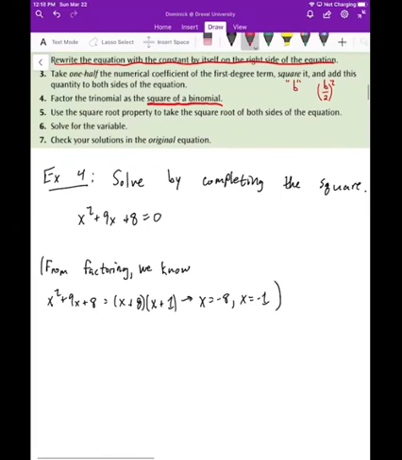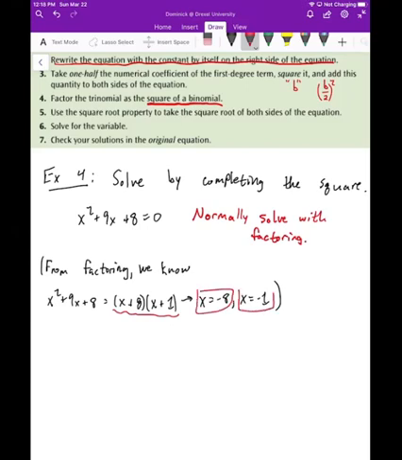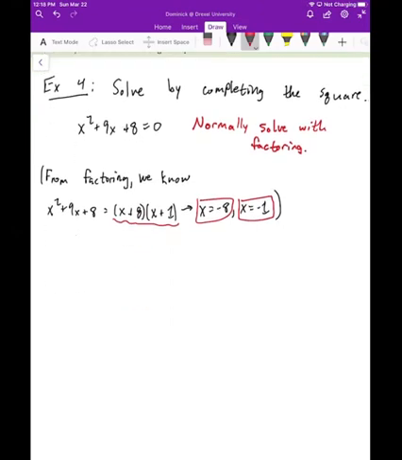So the first example that we're going to do is one that you would normally do by factoring. So this is something you would normally solve with factoring. And you could do this fairly easily because you need two numbers that multiply to 8 and that add to 9. So of course you could use 8 and 1 there, and that would imply that x is equal to -8 and -1. So when we do this with completing the square, that shouldn't change what our answer should be. So let's just go ahead and we'll do it, and we'll make sure that that is indeed what we get.